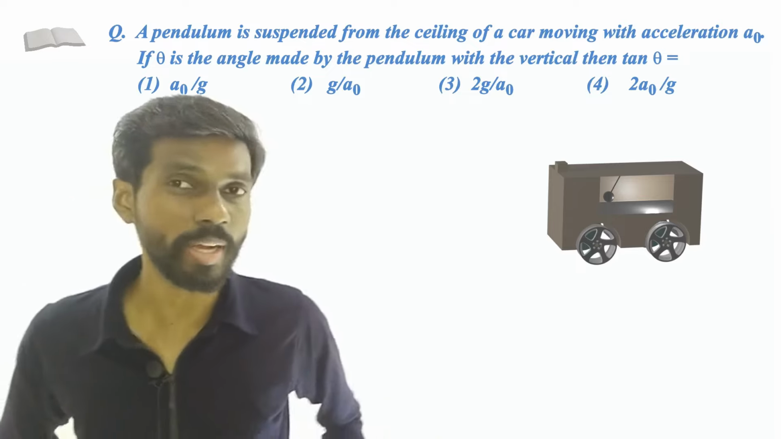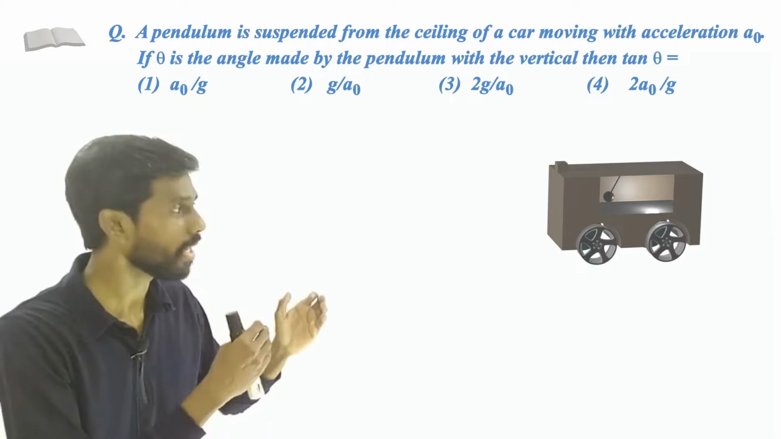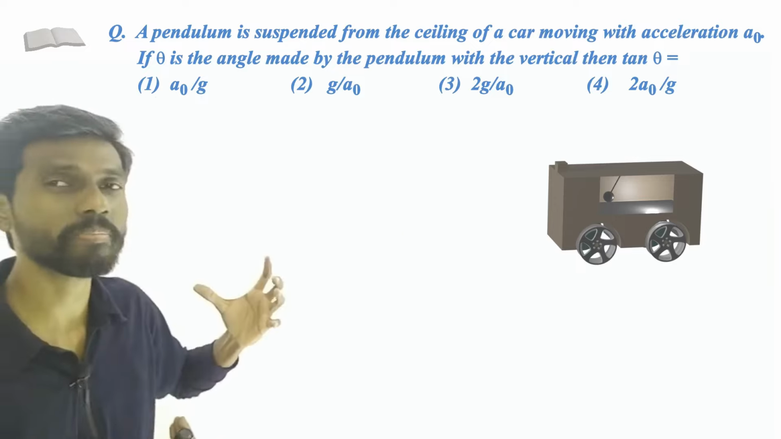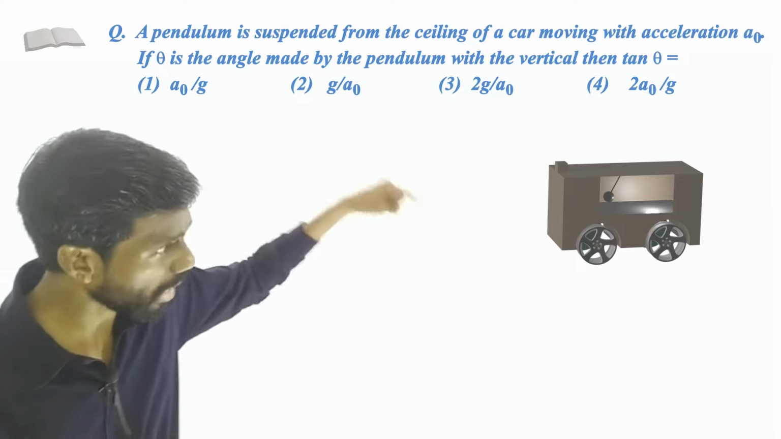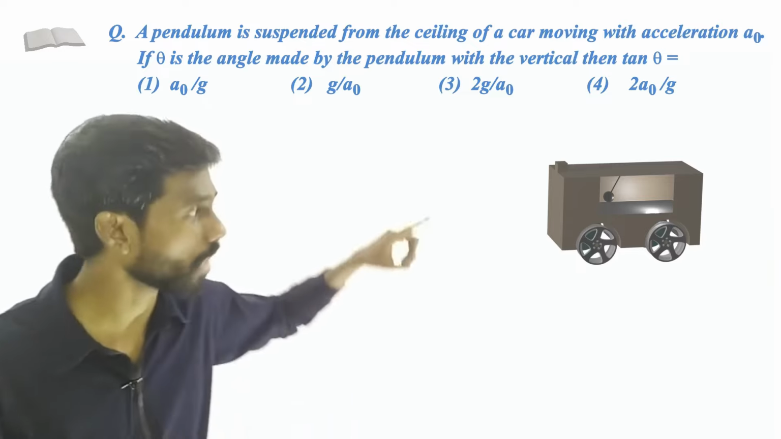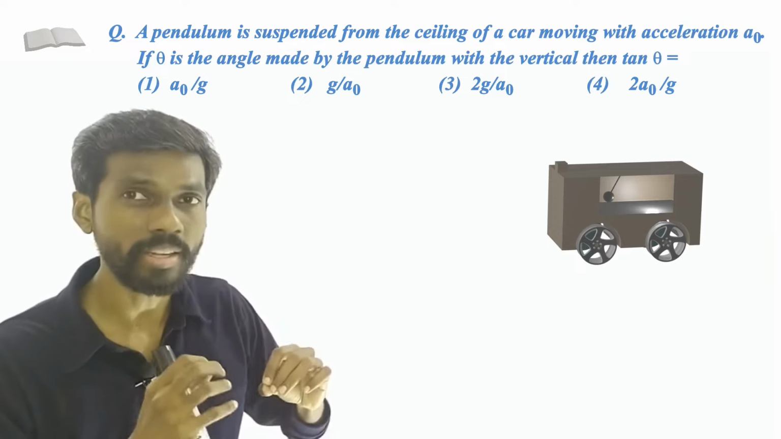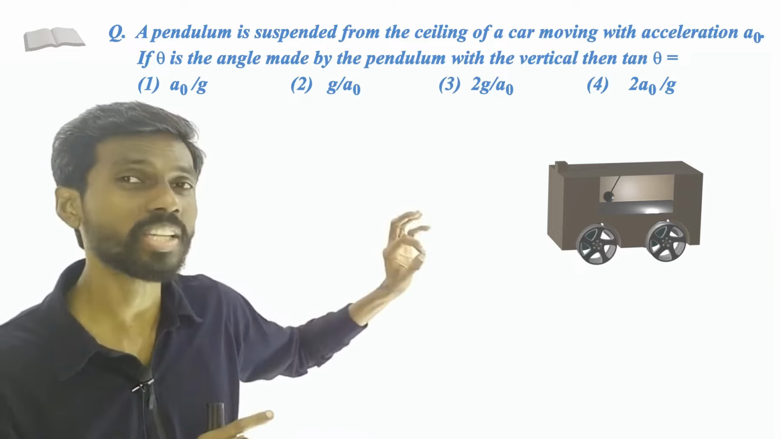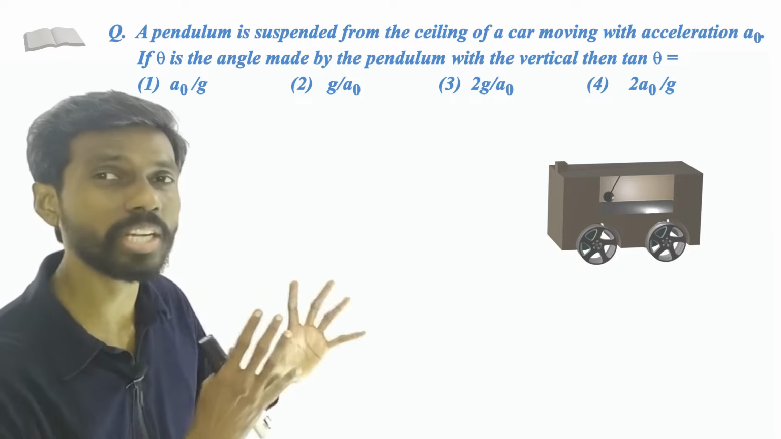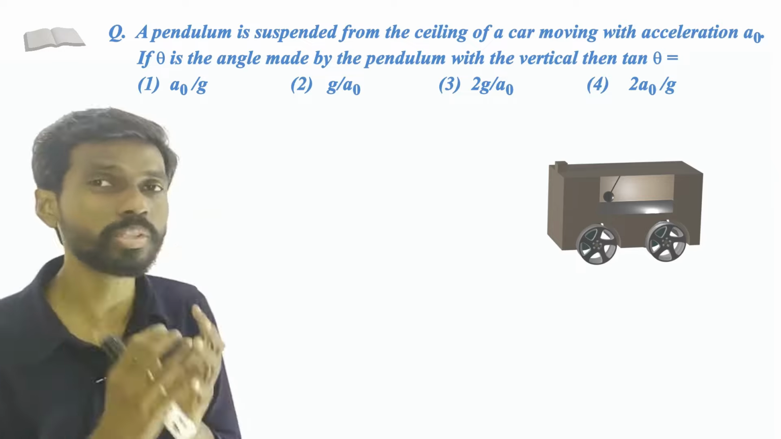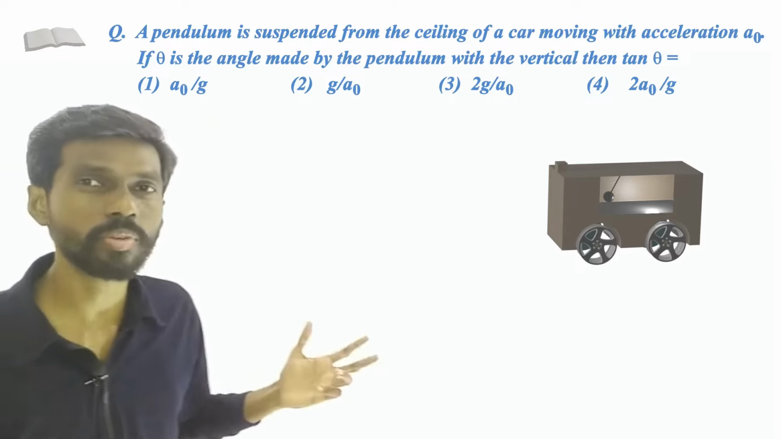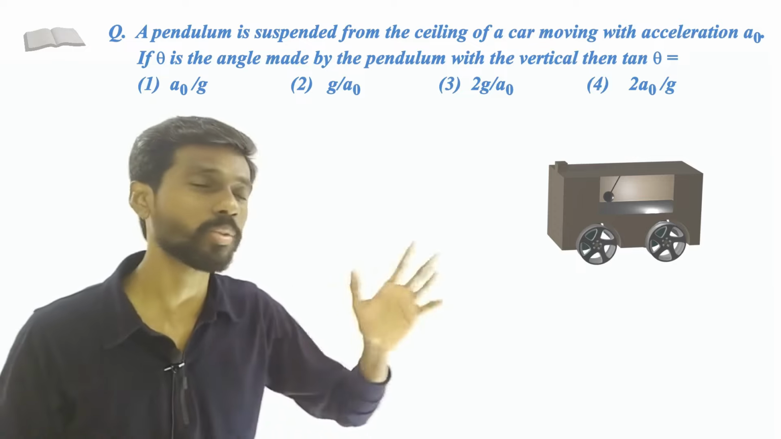We can do this question by two methods. You can observe this situation from the outside, or you can observe it in the frame of reference of the car itself. If you observe from the frame of reference of the car, then you are in a non-inertial frame. That means you have to use pseudo force, because when the observer is in a non-inertial frame of reference, there is a pseudo force along with the other forces. If you observe from outside, then there is no pseudo force because the observer is at rest. Let us do it by both methods.